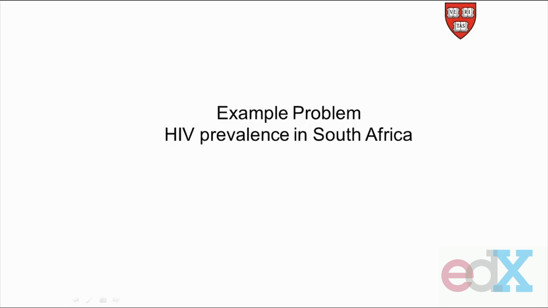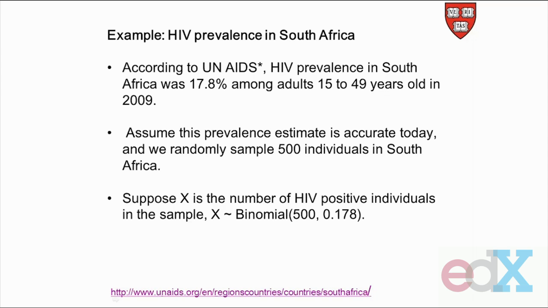In this example problem, we're going to look closer at the binomial and normal distributions using an example of HIV prevalence in South Africa. So read the example provided on the web page. The important things to note are that we have a random variable x, which is the number of HIV positive individuals in our sample. We've taken a sample of size 500, and the prevalence of HIV in this population is 17.8%. So n equals 500, p is equal to 17.8%.